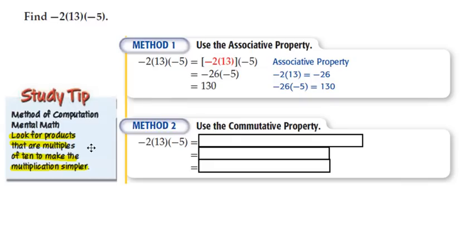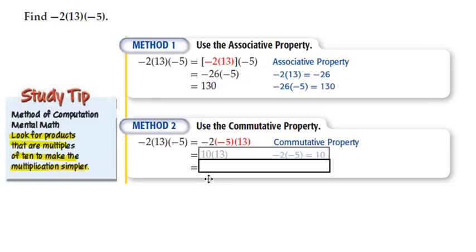When we use the commutative property, this works out really nicely. It says we can move the numbers around, group them differently and put them in a different order. So this time we're going to take this negative 5 and multiply it first by the negative 2, and then take that result times 13. When these two signs are the same, we get a positive number, so 2 times 5 gives us 10, times 13, which we know is 130.